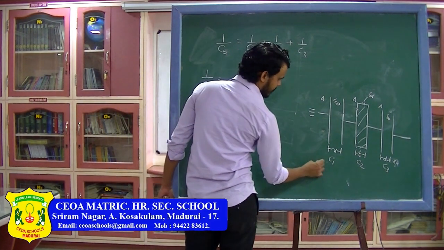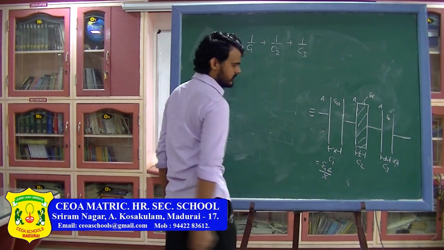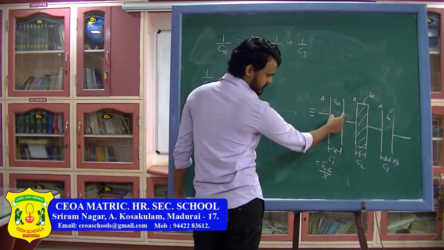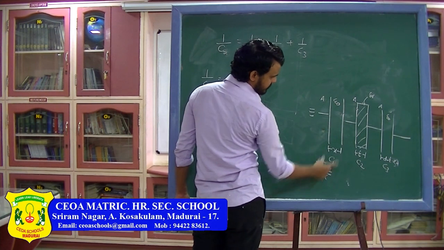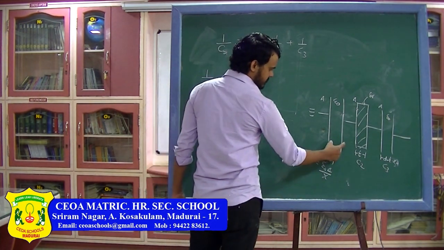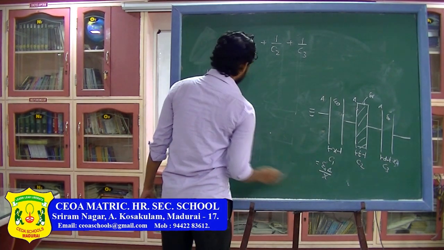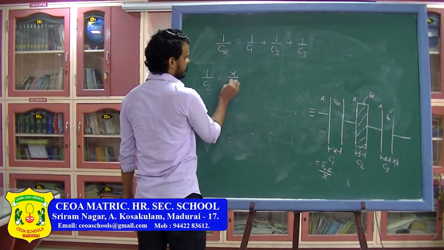The capacitance of this C1 can be written as epsilon naught A divided by x, because here the medium is epsilon naught, the area of the plate is A, and the thickness or distance between the plates is x. So the capacitance of this capacitor will be epsilon naught A divided by x. So here 1 upon C will become x divided by epsilon naught A.